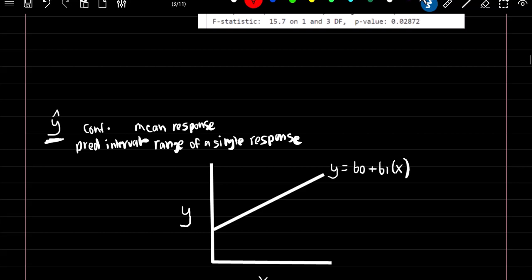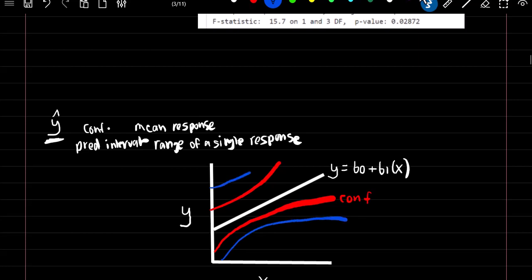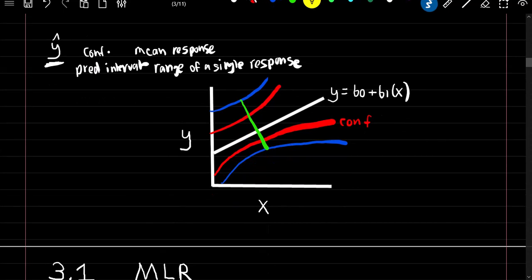So confidence interval is always going to be narrower than our prediction interval. So this could be our confidence interval, and this will be our prediction interval. The narrowest points of both the confidence and prediction interval are at the mean of our independent variable, or x bar.